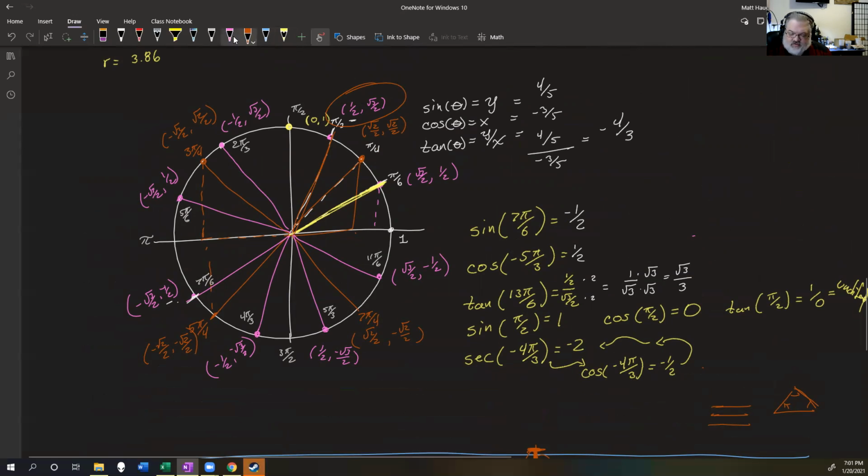So I'm going to write it. I don't like that orange. If any of these colors are hard to see on the black, by the way, let me know.